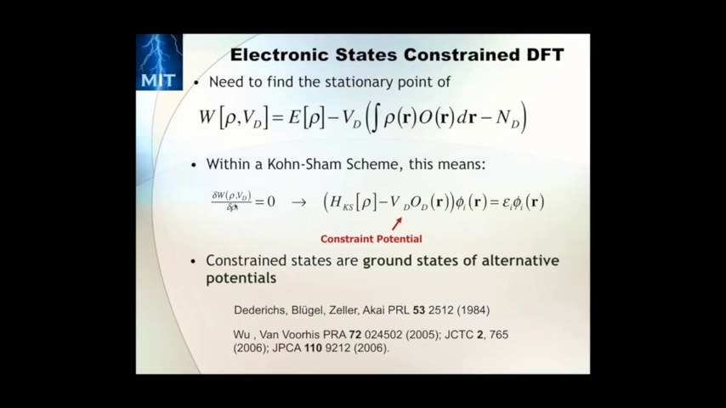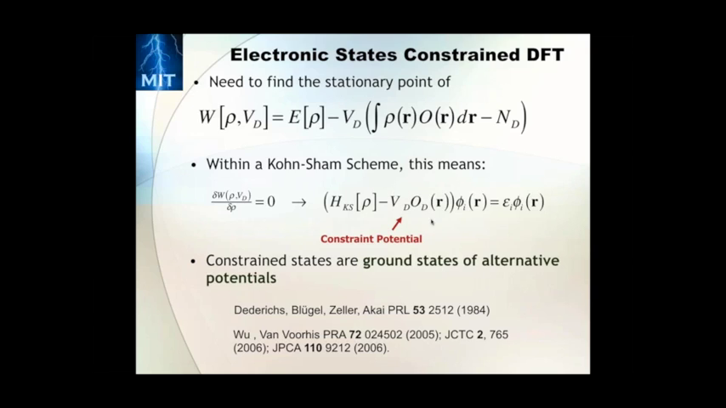If you make this stationary with respect to the density, this results in a modified equation for the Kohn-Sham orbitals. With no constraint, you would have h phi equals epsilon phi for each of your Kohn-Sham orbitals. And now we've got this additional term that comes from our operator and our Lagrange multiplier. It's important to note that this operator is just a potential. It just depends on position. It doesn't have any gradients in it or anything like that.